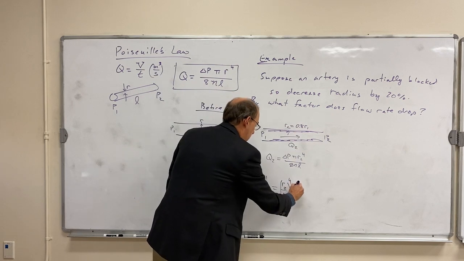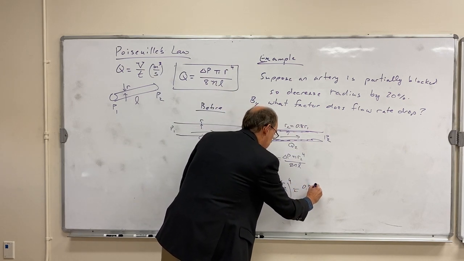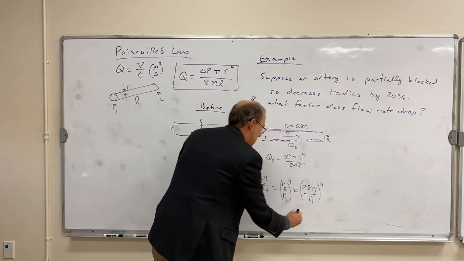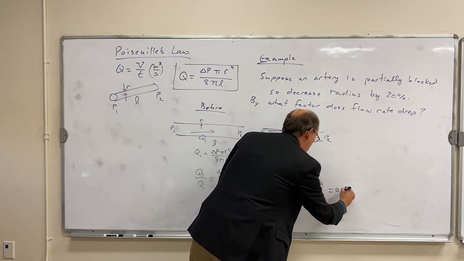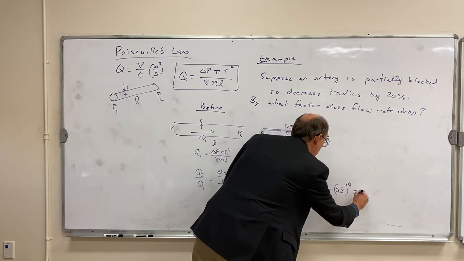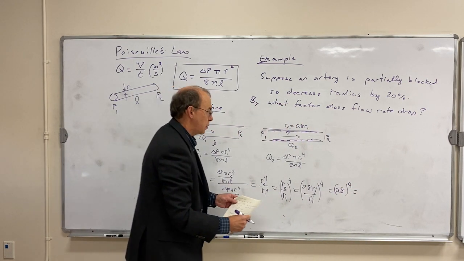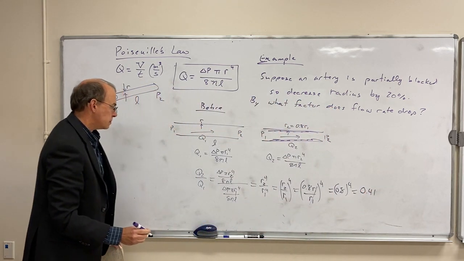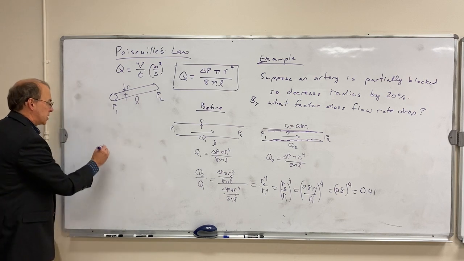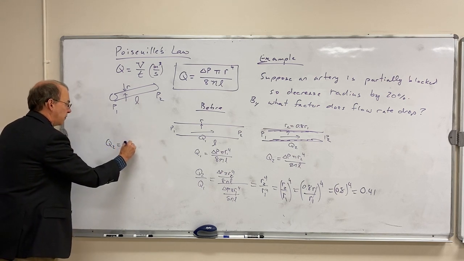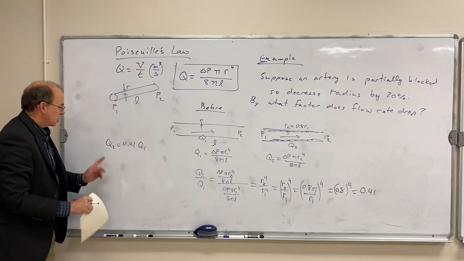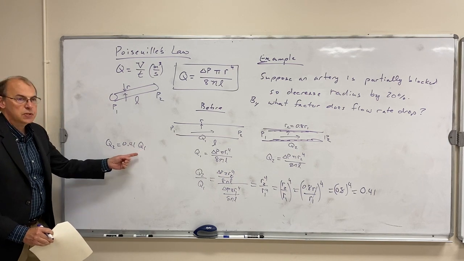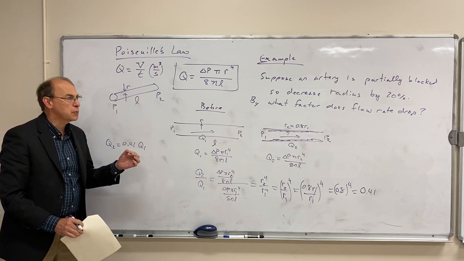R2 is 0.8 R1. The R1's cancel. So I get 0.8 to the fourth power, which is 0.41. So this tells me Q2 is 0.41 Q1. So Q2 is only 40% of Q1. So this means the flow dropped by almost 60%.